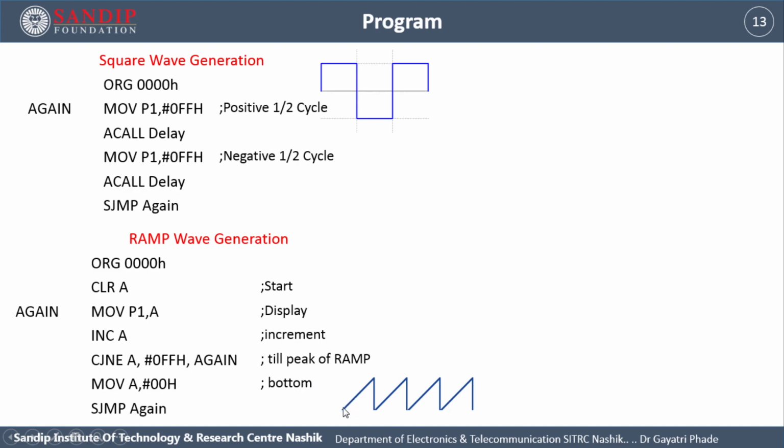So with this we get this portion of the ramp displayed. When it reaches FF, the accumulator content will be FF, then we come out of this loop, make the accumulator 0 and send it to the port. So by making it 0, we come back here again. So MOV A, #00, SJMP again, sending this 00 to port 1. So this portion will be displayed on the scope and we do it continuously. This is the way the program can be written to generate a ramp on the scope.